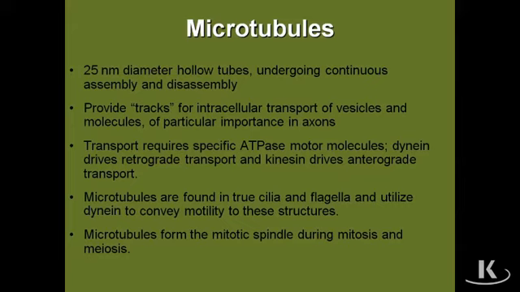So, in addition to providing vesicular and molecular transport inside cells, microtubules are the cytoskeletal element found in true cilia and flagella, and because these are motile structures, they utilize dynein to maintain the beating nature of true cilia. They are also found in the tails of sperm cells, allowing them motility as well. And finally, not the least of which, microtubules form the mitotic spindle, which helps during chromosome separation during mitosis and meiosis.